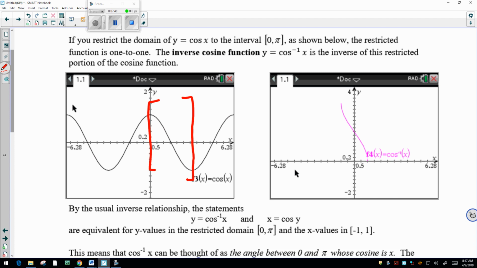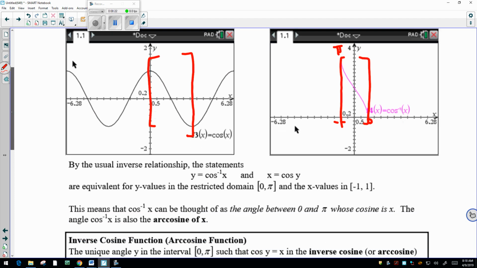Okay, and again, same idea, domain and range flip-flop when you do the inverse. So if our domain is from 0 to pi on the original, that means the inverse should have a range from 0 to pi. And if our range on our original was from -1 to 1, that means our domain is going to go from -1 to 1. So if I'm looking at my graph here, I can see here's about -1, here's about +1, and we can see how they've flip-flopped.